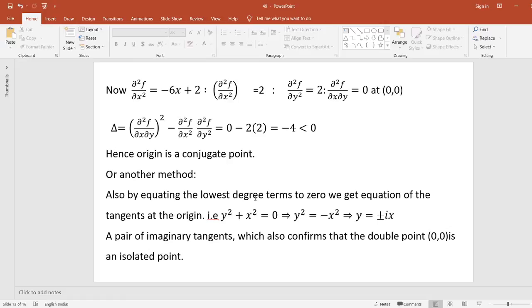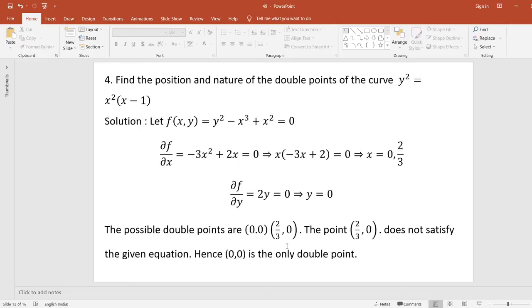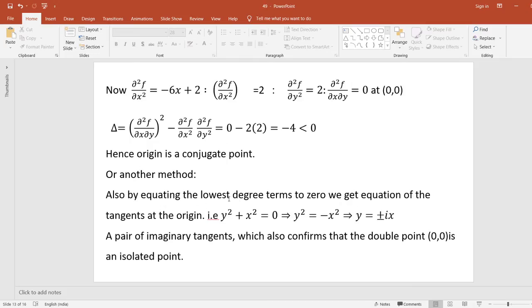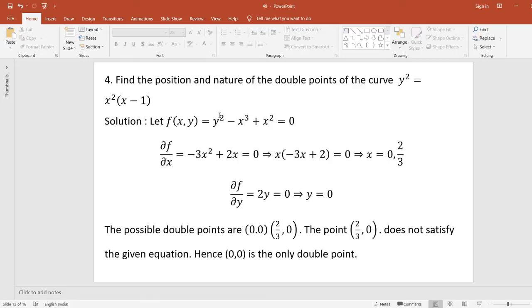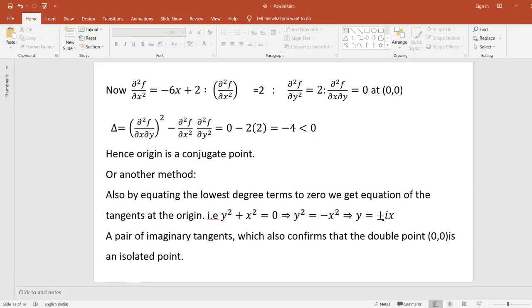There is another way I have explained, by shifting the origin and finding the tangents at the origin, right? Because (0, 0) is the double point, by substituting (0, 0) we get the lowest degree terms, which give the same equation: y² + x² = 0. So y² = −x², that is y = ±ix. Imaginary tangents are coming, so therefore this is an isolated point. We can use any one method to find the nature of the double point.